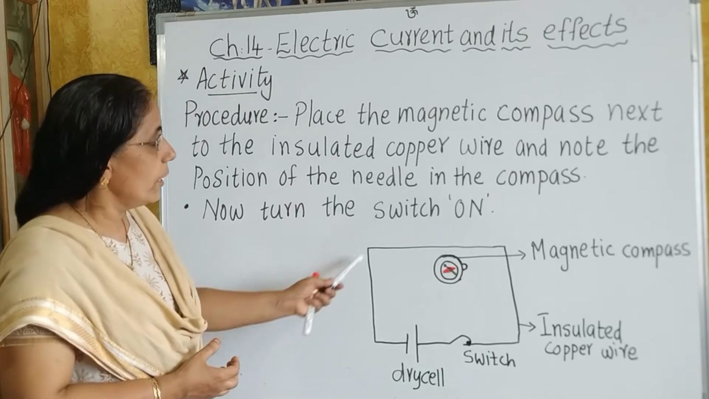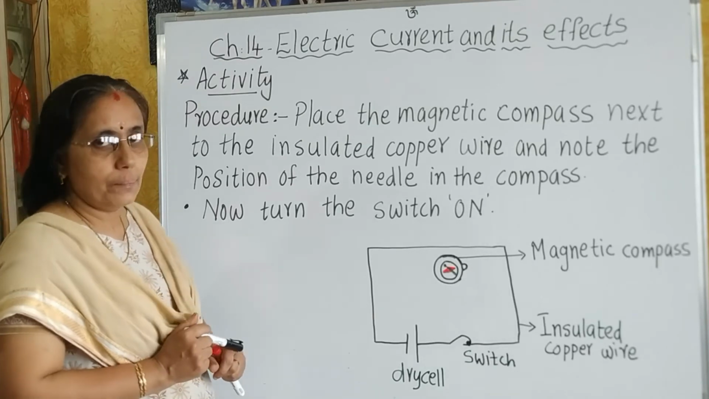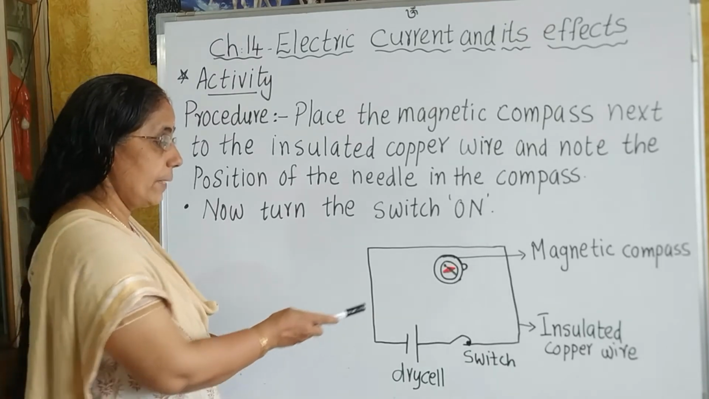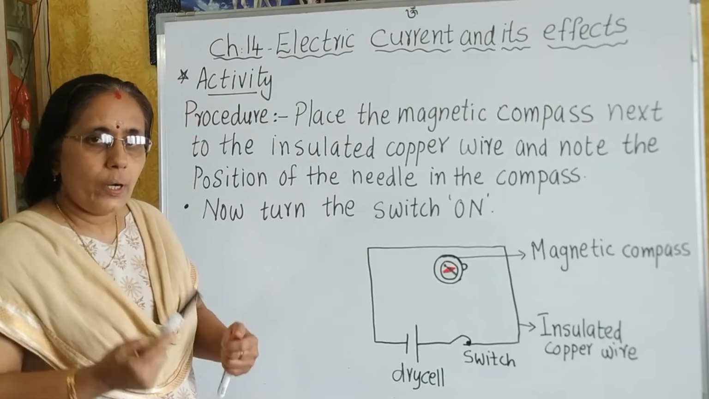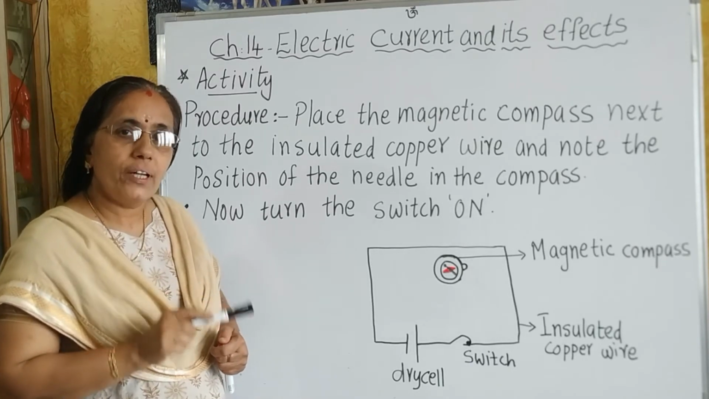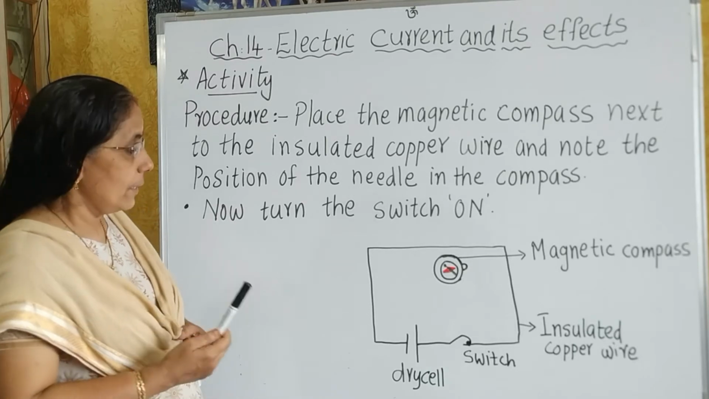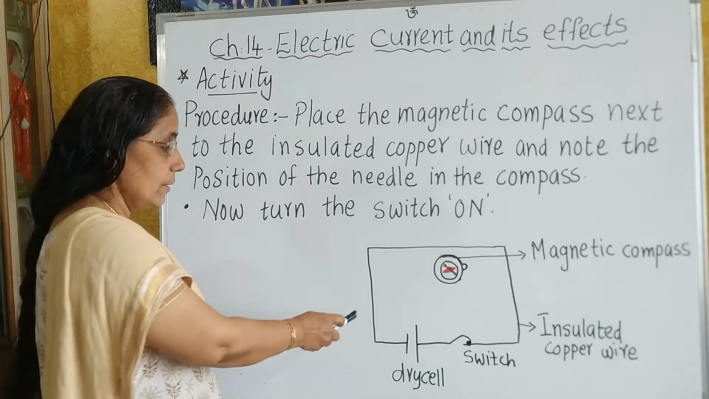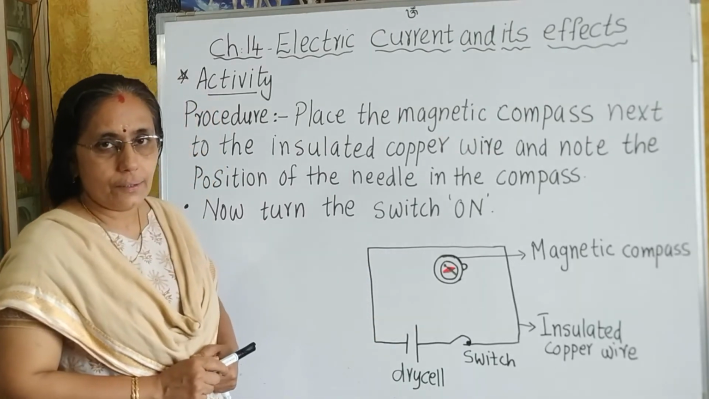But here we have not kept any other permanent magnet or any other magnetic material, but still the magnetic needle suddenly deflected. What does it show? It shows that another magnetic field is created there. But how does it get created there? That is possible only due to the flow of electric current.